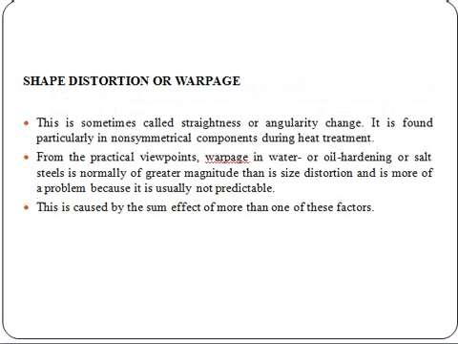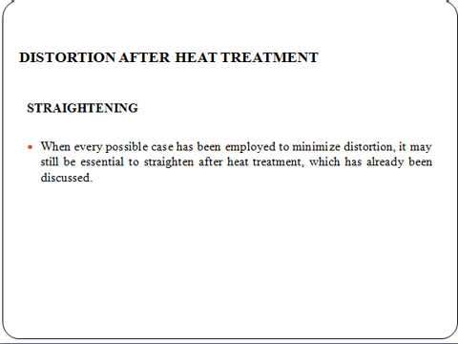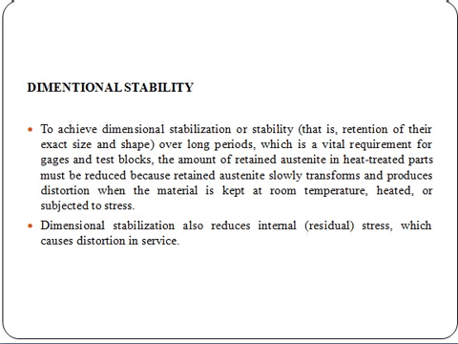After heat treatment, there are a lot of problems. The first one is straightening. When every possible measure has been employed to minimize distortion, it may still be essential to straighten after heat treatment, which has already been discussed. Next one, dimensional stability. Stability over long periods is a vital requirement for various components. The amount of retained austenite in the heat treatment must be reduced, because retained austenite slowly transforms and produces distortion when the material is kept at room temperature, heated or cooled.